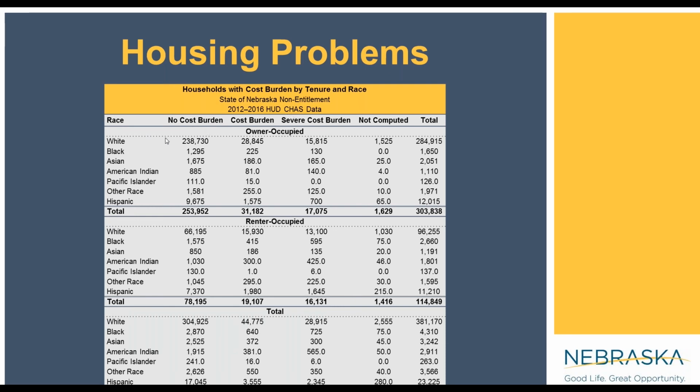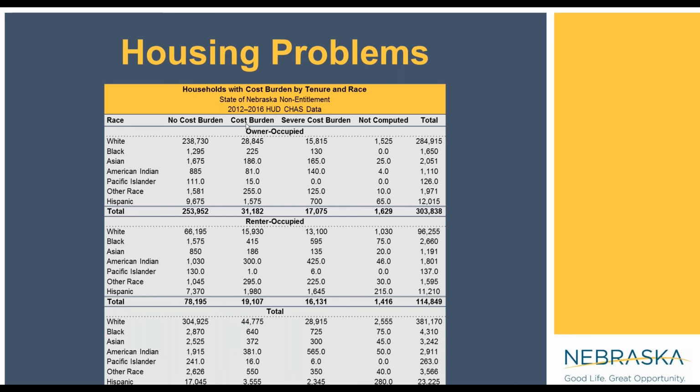But we see here, and this is broken down by owner, renter tenure by race. Severe cost burden, we'll just look at this. 17,000 owner occupied households throughout the non-entitlement area of the state are experiencing a severe cost burden. That's spending above 50% of their income on housing costs. Renter occupied households are 16,133, for a total of 33,206 households experiencing a severe cost burden throughout the state.